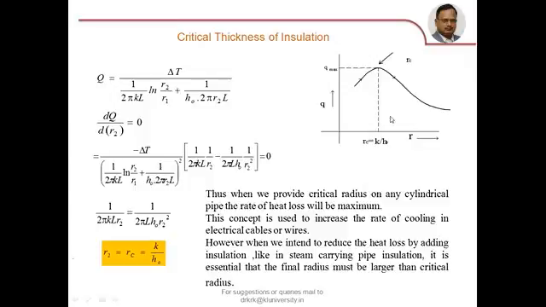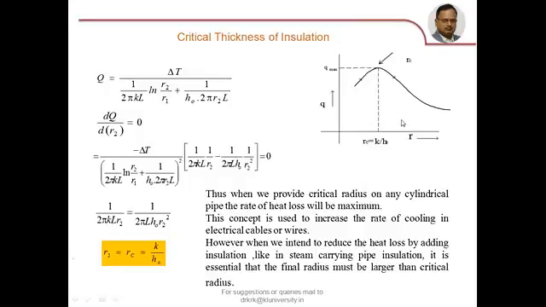I will repeat. Look at this figure carefully. Suppose the initial point is at this arrow. You add insulation. What happened to the radius? Increases. When radius increases, the Q increases. So if the initial point is lying on the left hand side of this curve, adding insulation will increase the heat transfer. If the initial point is lying, say at this arrow, on the right hand side of this curve, adding insulation will reduce the heat transfer.